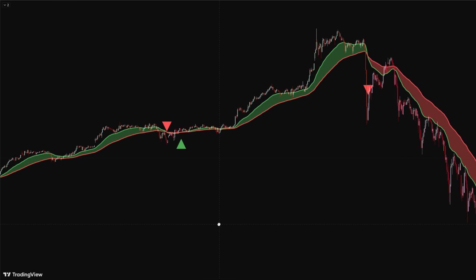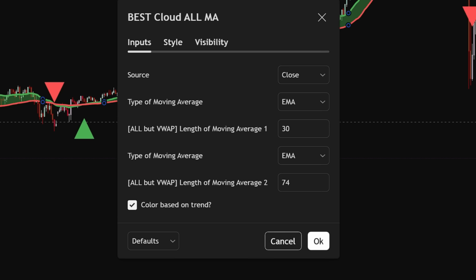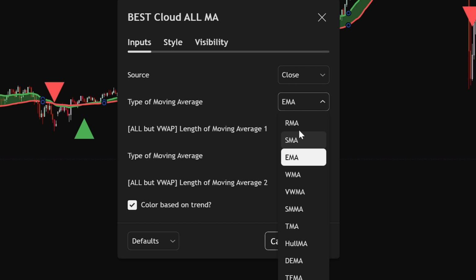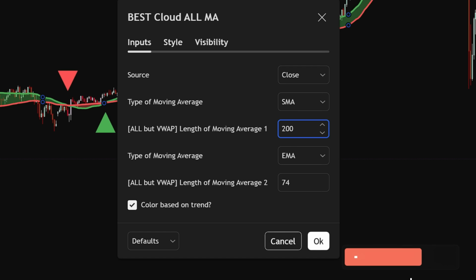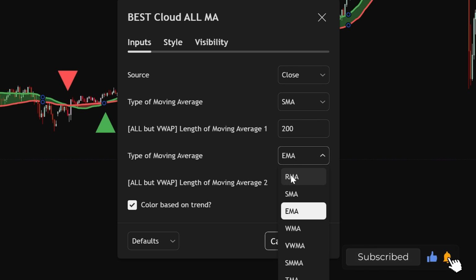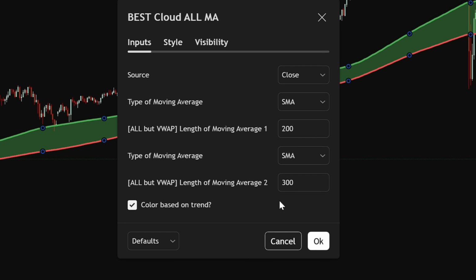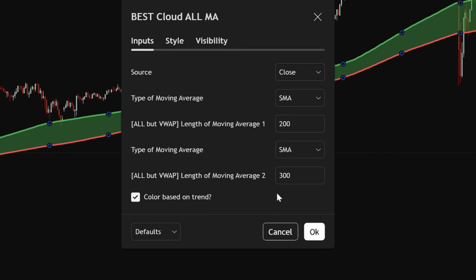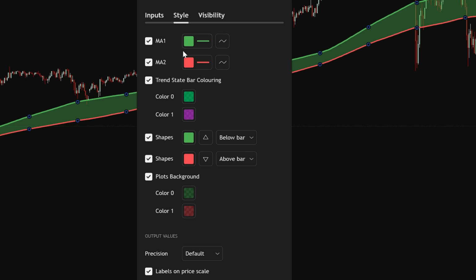But first of all, let's adjust it. I set both moving averages to simple. The first one is 200 SMA and the second one is 300 SMA. This forces the indicator to respect the bigger picture. I also disable all shapes and signals. If you're looking for arrows, this strategy is not for you.